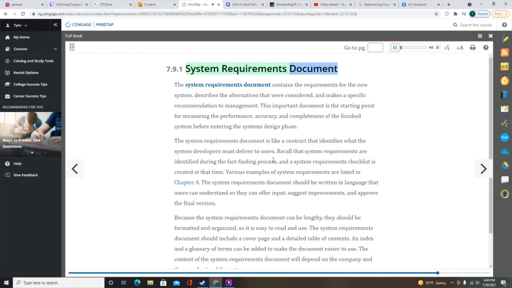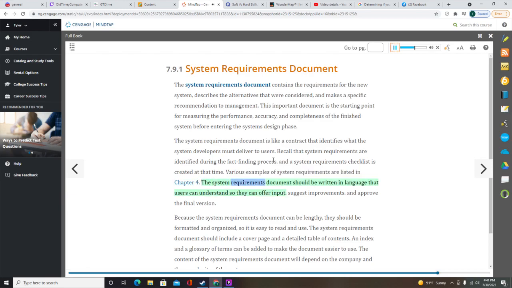System Requirements Document. The System Requirements document contains the requirements for the new system, describes the alternatives that were considered, and makes a specific recommendation to management. This important document is the starting point for measuring the performance, accuracy, and completeness of the finished system before entering the system's design phase. The System Requirements document is like a contract that identifies what the system developers must deliver to users. Recall that system requirements are identified during the fact-finding process, and a system requirements checklist is created at that time. Various examples of system requirements are listed in Chapter 4.